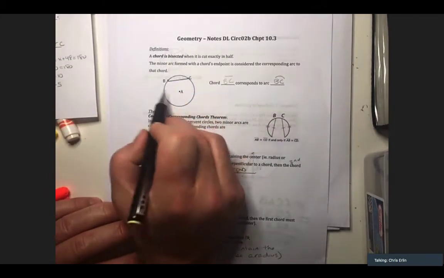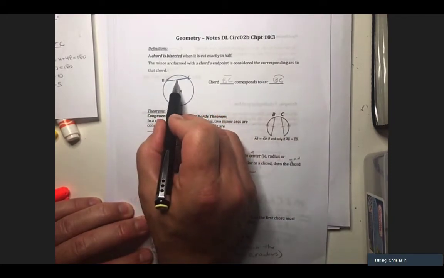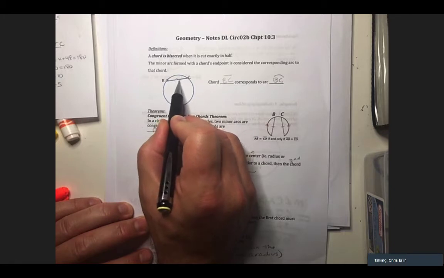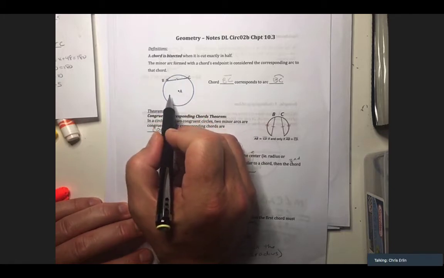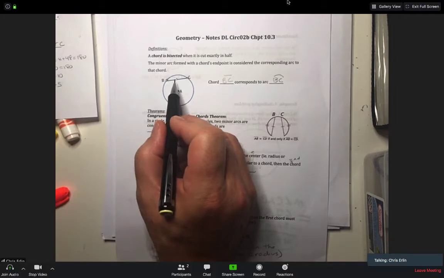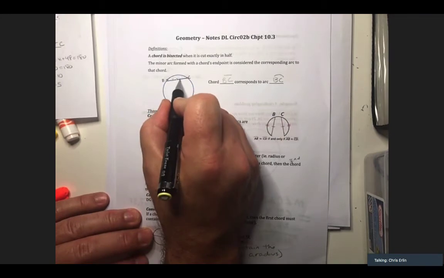We've talked about a chord as a segment with endpoints on the circle. And now we're defining it as bisected when it's cut exactly in half. And like we learned way long ago, what it is that bisects that is up in the air. It could be a segment, it could be a point, it could be a lot of things that bisect it. Just the fact is, it's been cut in half.